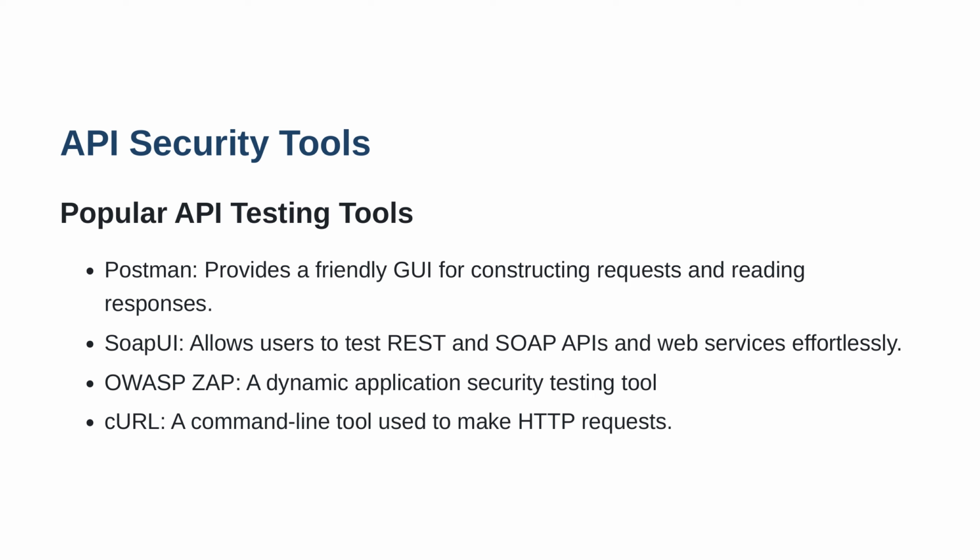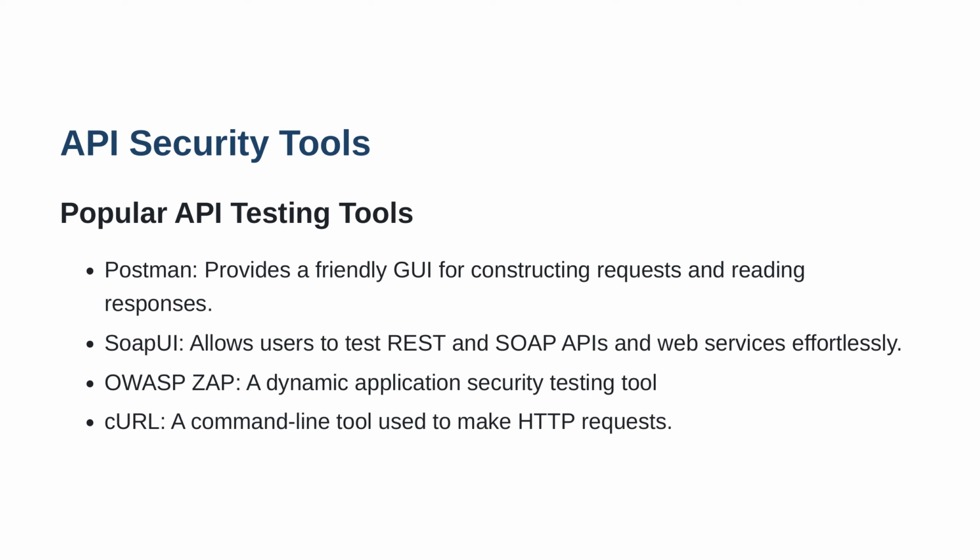With SOAP UI, you can effortlessly test REST and SOAP APIs as well as web services. This tool is essential for any API security toolbox, as comprehensive testing is one of the first steps in keeping your APIs secure. For a more dynamic approach to application security testing, we have OWASP ZAP. This tool is excellent for identifying vulnerabilities in your APIs before they can be exploited, adding an extra layer of protection to your API environment.